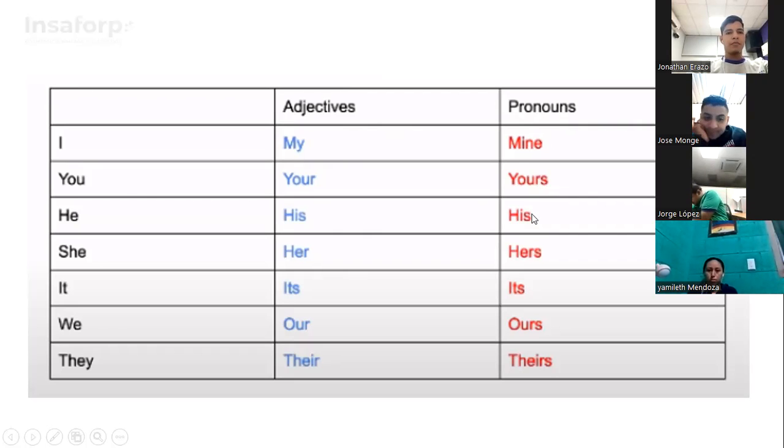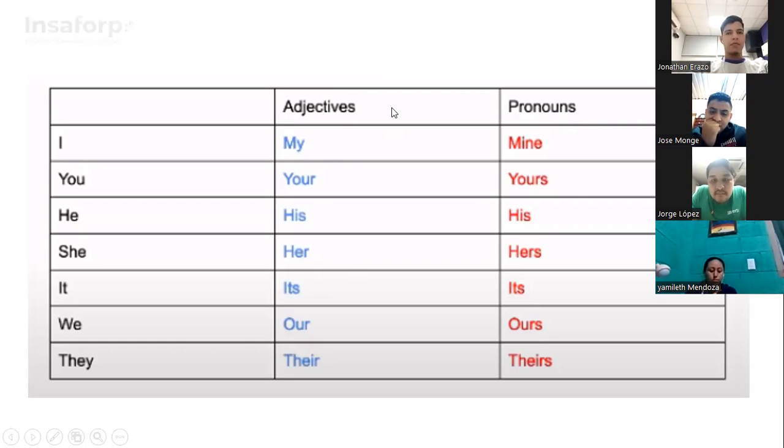Tenemos his. His es igual a este, okay? Es la misma pronunciación y se escribe igual, okay? His, okay? Tenemos ahora este. Hers, okay? Hers. The difference is this one, is the S, right? Es la S. Tenemos it, is the same, es lo mismo. Tenemos ours, la S is the difference. Y tenemos theirs, okay? Pero, teacher, ¿para qué ocupamos los personal pronouns, okay?